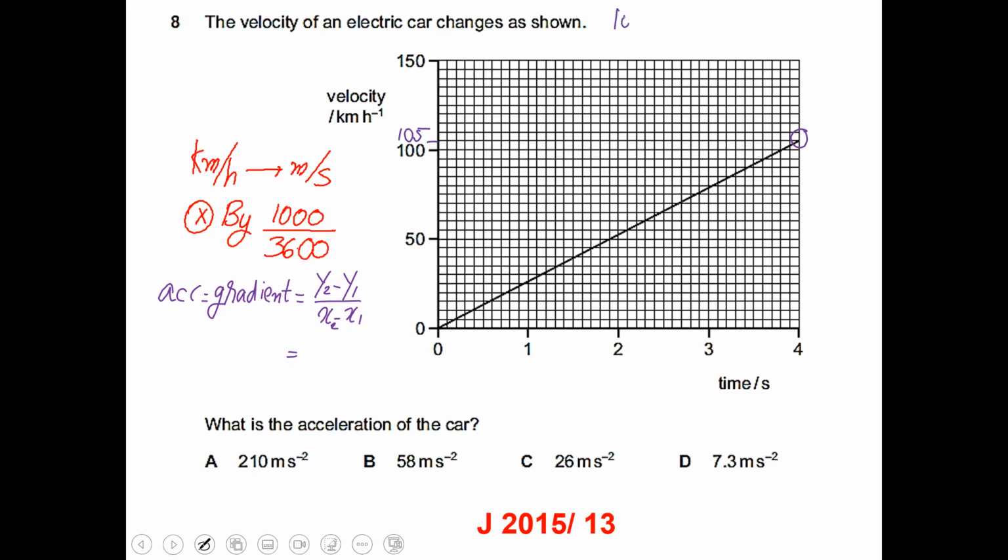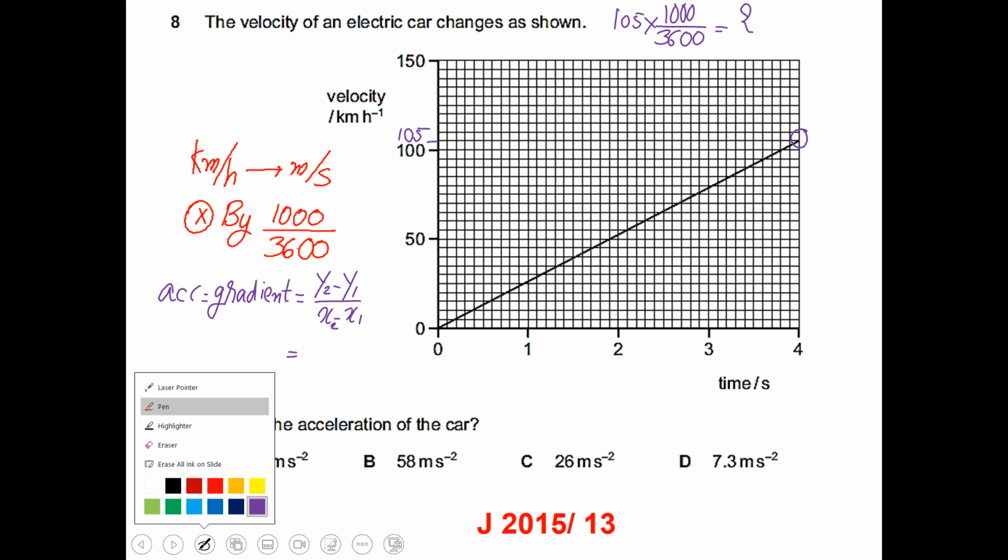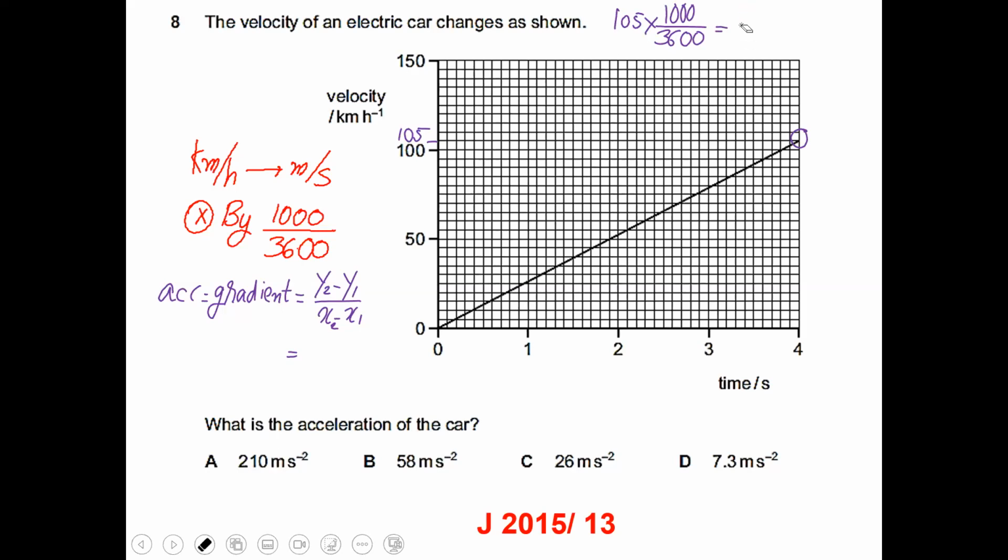You have converted 105 into meters per second. How much is that? It's like 29, sir. Yes, 29.2.